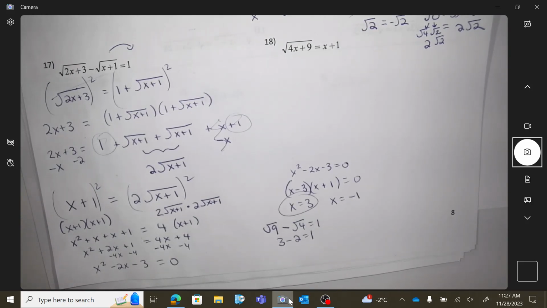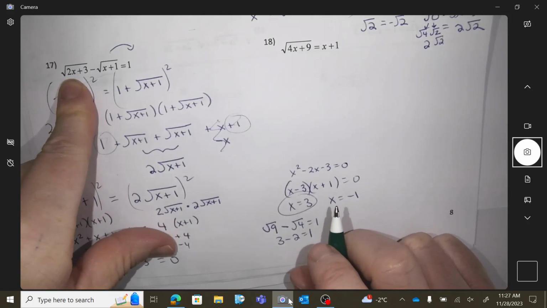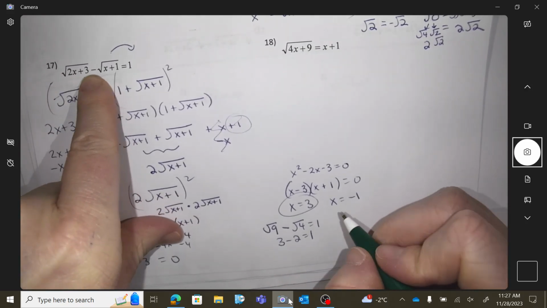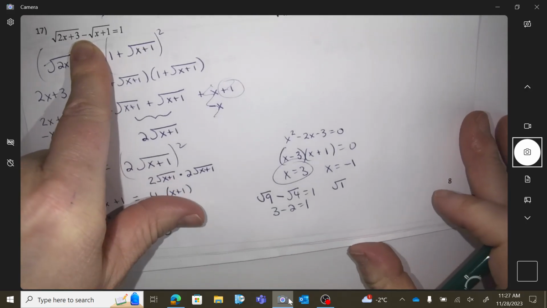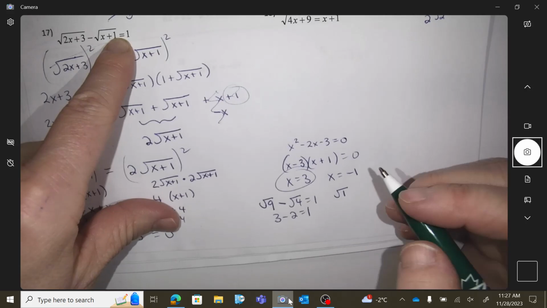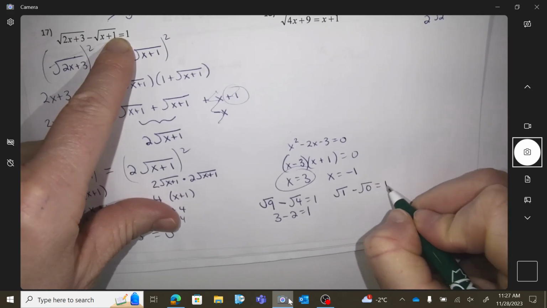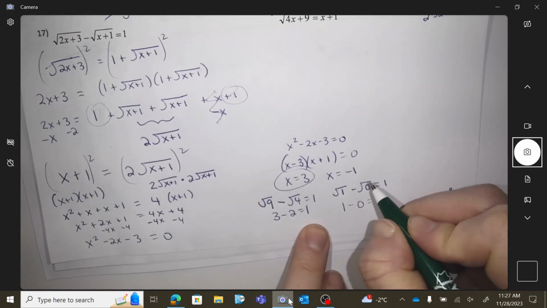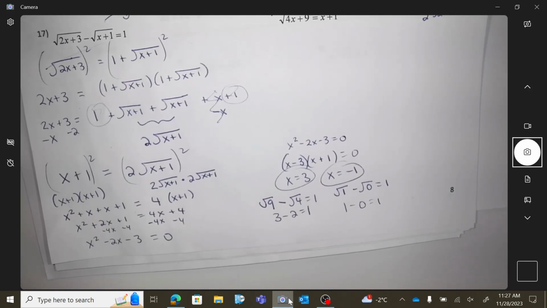Okay, what about -1? So here I go. 2 times -1, that's a -2 plus 3 gives me a square root of 1. -1 plus 1 is a 0. Actually, that works out too, right? Because this is 1 minus 0. So on that one, they both worked out. Okay, so it's important to just make sure you're plugging in your answers as well.